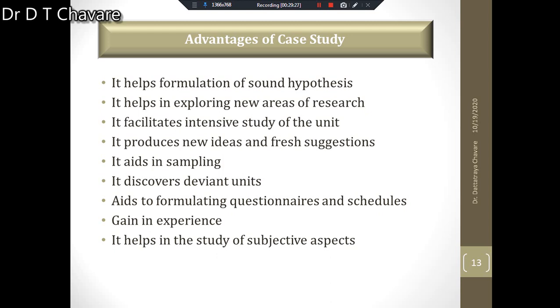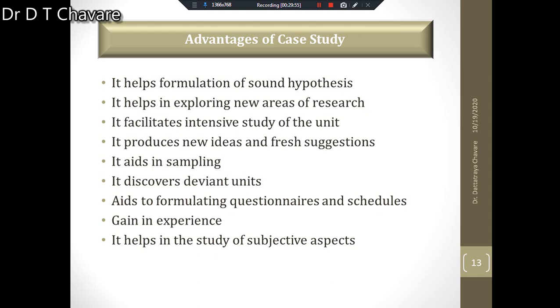And the last advantage, it helps in study of subjective aspects. It means that with the case study method, you can complete the study of subjective aspects. With the help of case study research, the subjective or qualitative aspects of the social unit can be studied thoroughly. Case study emphasizes the psychological and behavioral aspects of the individual.